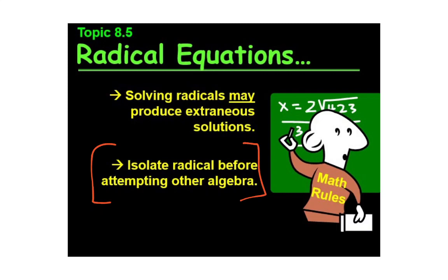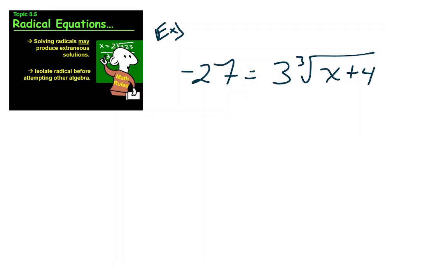Let's try a couple other radical equations. This one says that negative 27 is equal to 3 times the cube root of x plus 4. That little 3 right there, that's called an index. Remember that from your Algebra 2 days. But this is a cube root. It's still a radical. And I always want to isolate the heart of the equation. The heart of the equation is the radical part, so dividing by 3 is a good start.